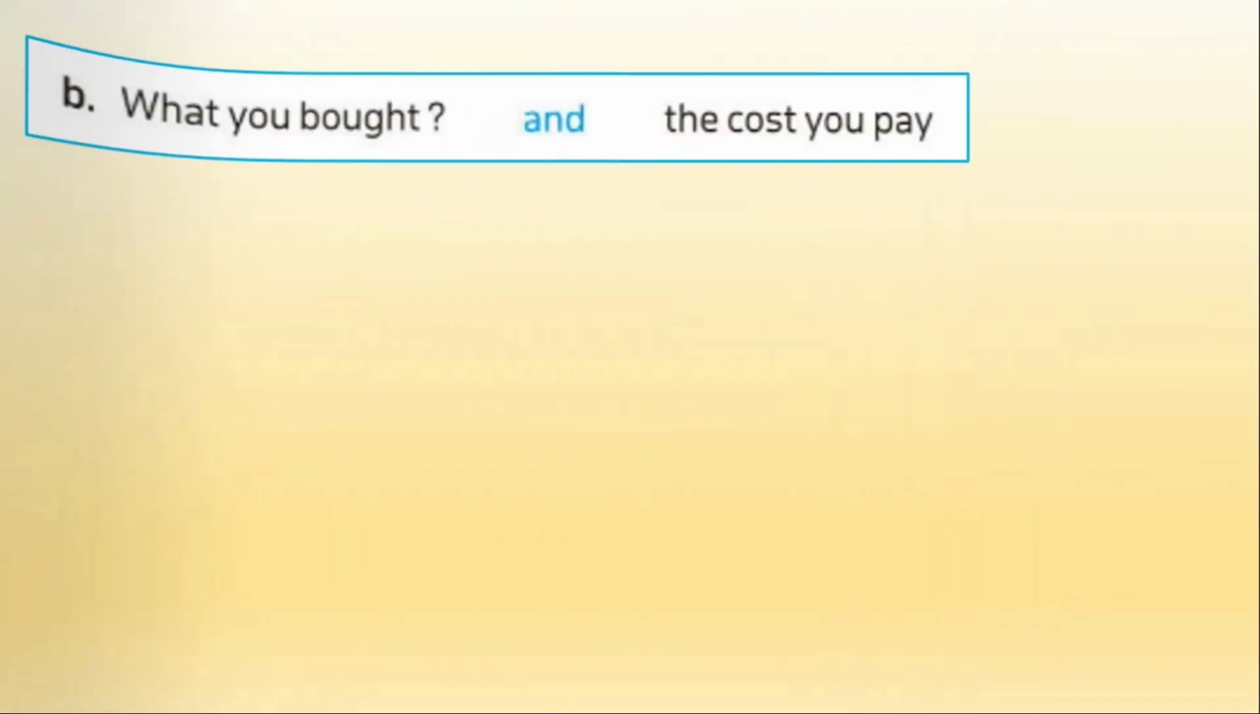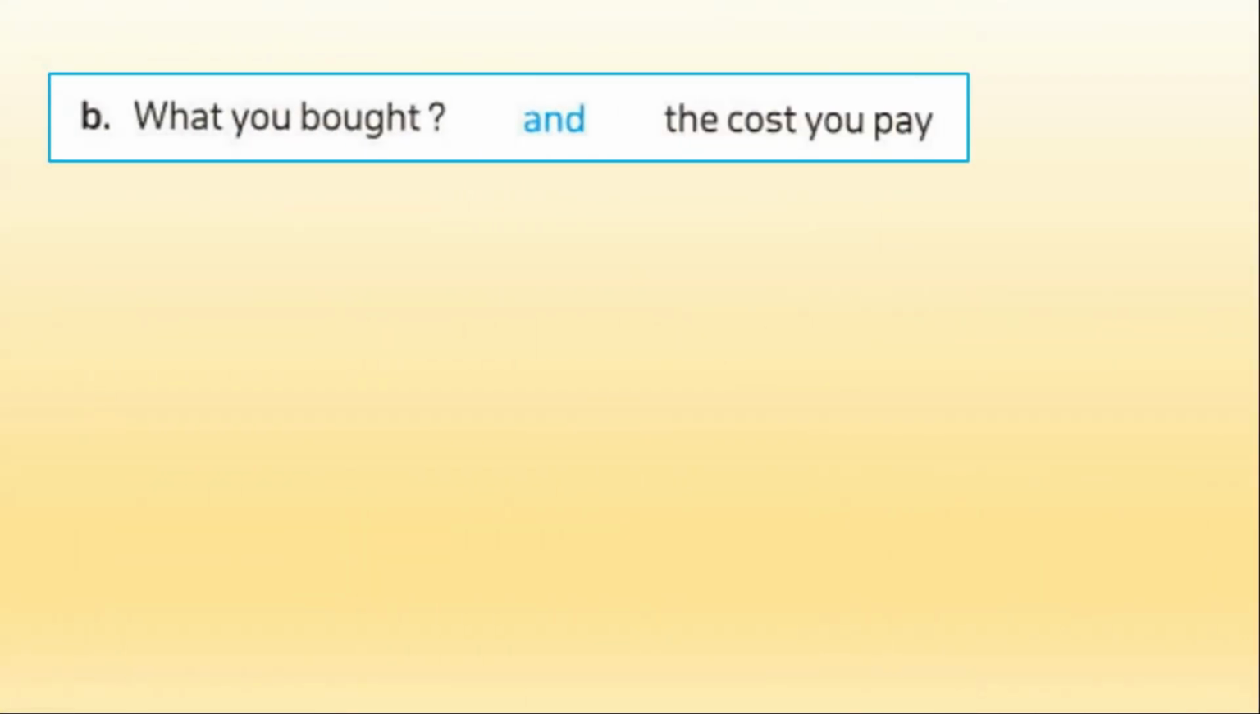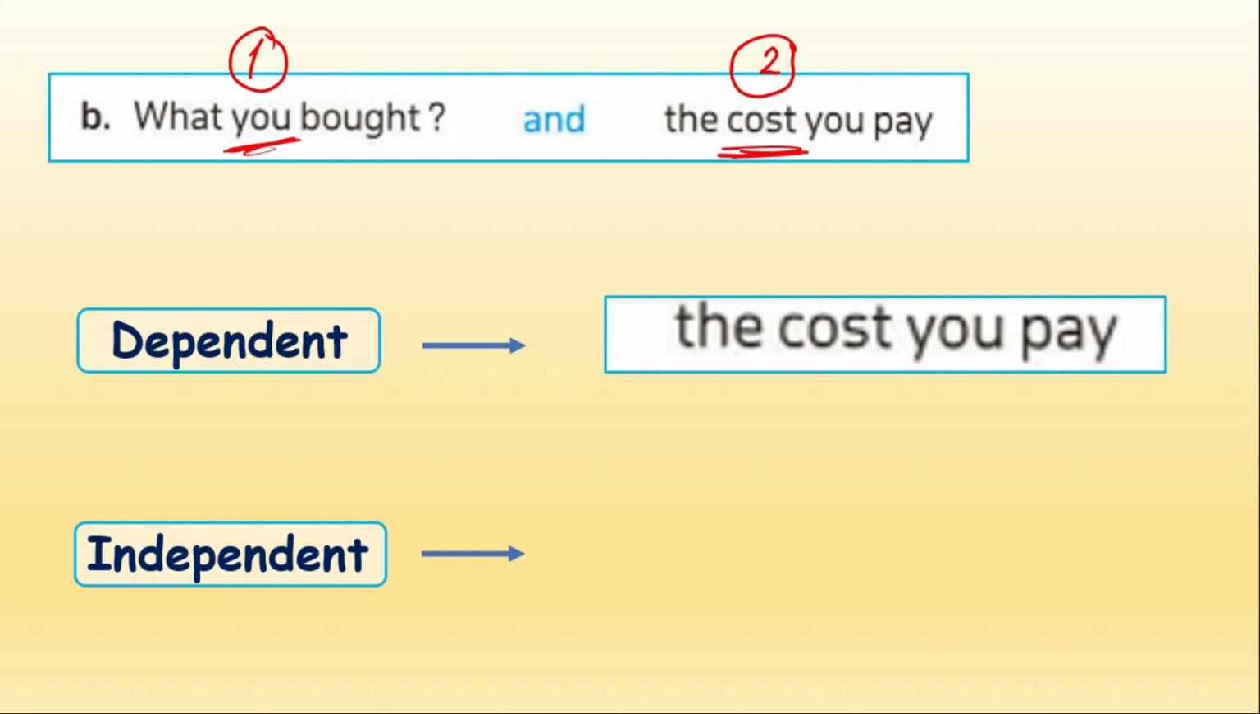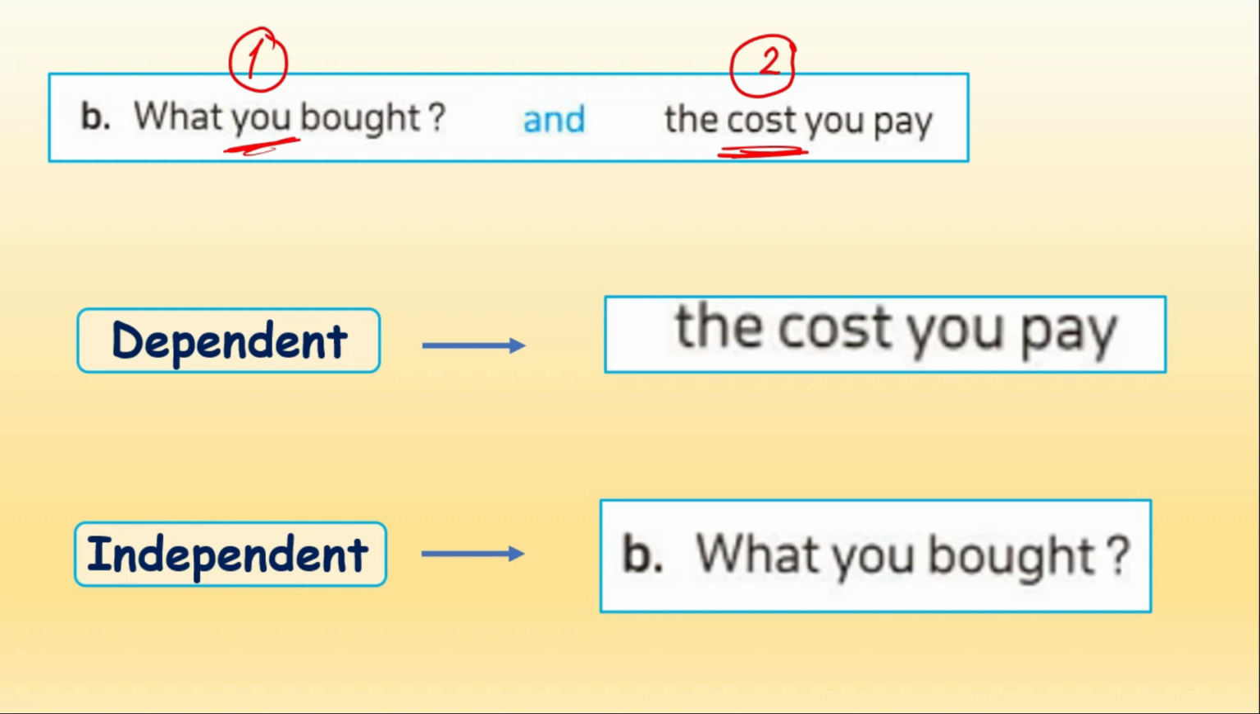Got it? Another example: what you bought and the cost you pay. Which comes first, what you bought or the cost? Of course, you have to determine the items you will buy first. You first have to decide the items you will buy so you can determine the cost you will pay. So here we can determine the dependent and the independent. The first action is independent, and the second action, which is the cost, is dependent. Okay, so the cost is dependent, but what you bought is independent. Got it?